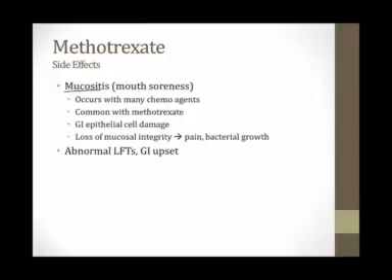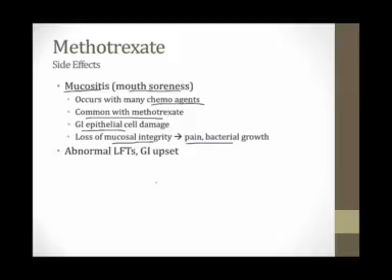Methotrexate can also cause mucositis, which is mouth soreness. This occurs with many chemotherapy agents, but it's particularly common with methotrexate. This occurs because the drug damages the GI epithelium and there's loss of the mucosal integrity. This leads to pain and bacterial growth. And when you rotate on chemotherapy wards in the hospital, treatment of mucositis is a major issue for many patients.